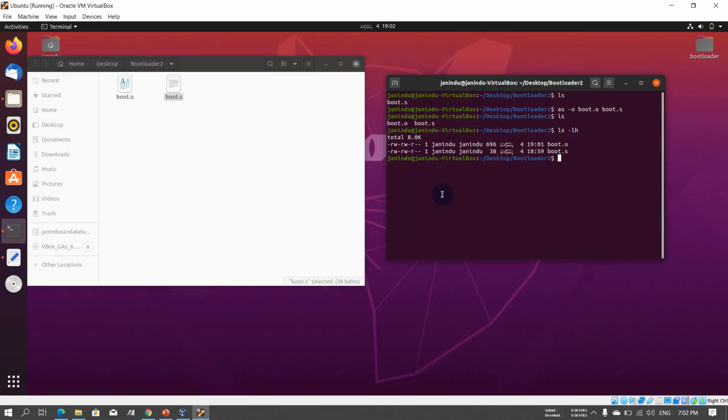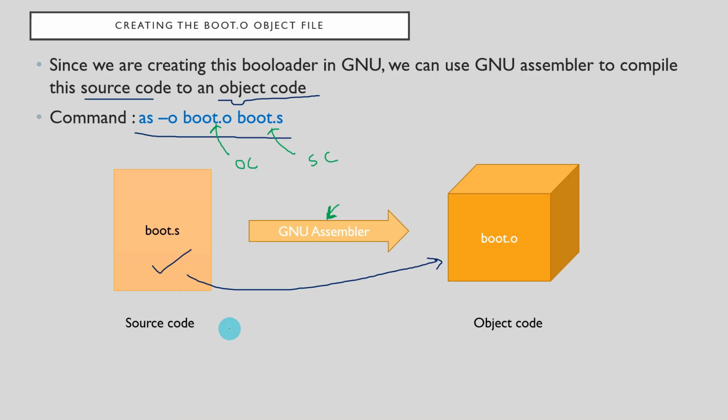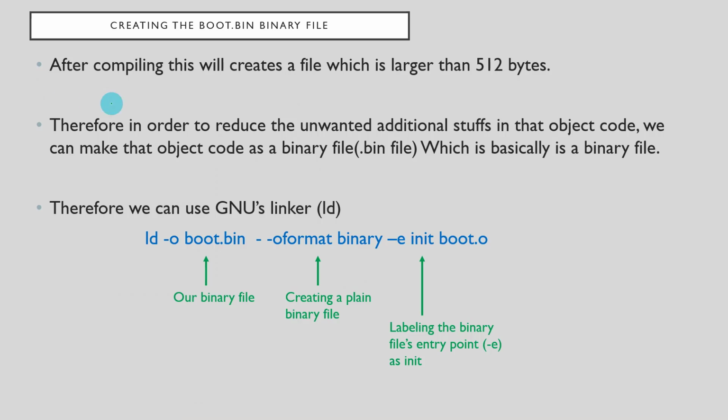And this is the place where we need to do some more work. As I showed, after compiling, this will create a file which is larger than 512 bytes. Therefore, in order to reduce the unwanted additional stuff in this object code, we can make that object code a binary file, or .bin file, and it will reduce the file size as well. It will only contain the essential stuff and remove our other additional stuff.